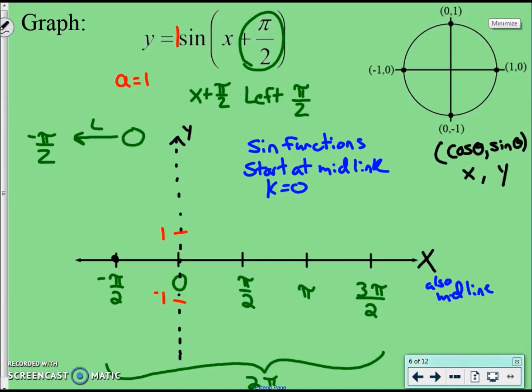At 0 radians, I'm going to be at 1. At pi over 2 radians, I'm going to be back on my x-axis. At pi, I'm going to be at negative 1. And at 3/2 pi radians, my y value will again be 0 on the midline. And so my function will still look like a sine wave, but it's been shifted pi over 2 radians to the left. If you think about it, your normal function would look something like this.